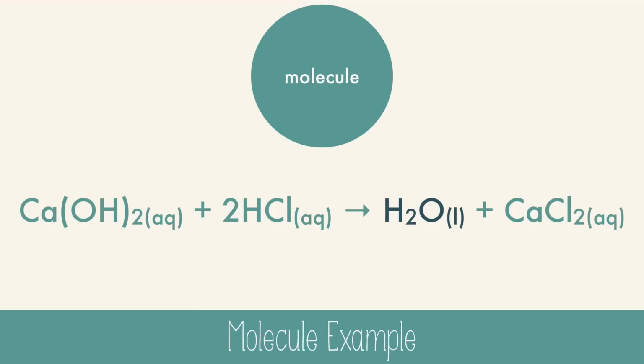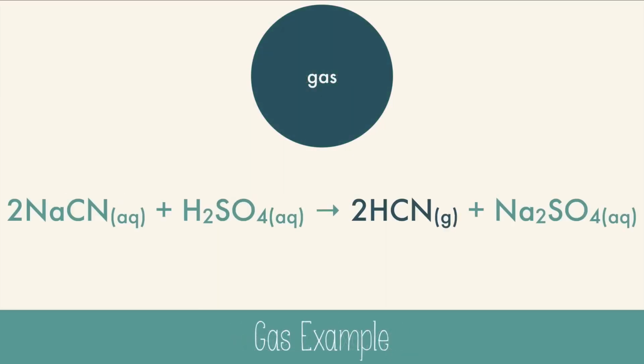Lastly, another possible product from a double replacement reaction is a gas. Again, we start with aqueous substances, sodium cyanide and sulfuric acid, but form a gas as a product, poisonous hydrogen cyanide gas. Don't try this one at home, folks.